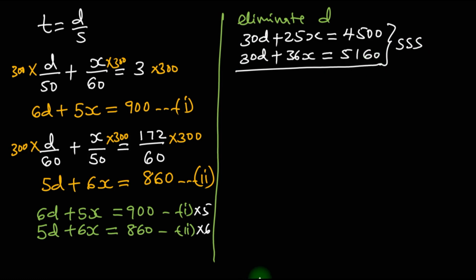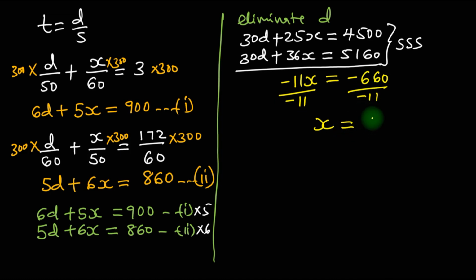So if I subtract, for 4500 minus 5160, I will get minus 660. 25x minus 36x gives minus 11x. And 30d minus 30d is 0. I have eliminated d. So I divide through by minus 11, and I get x equal to 60.